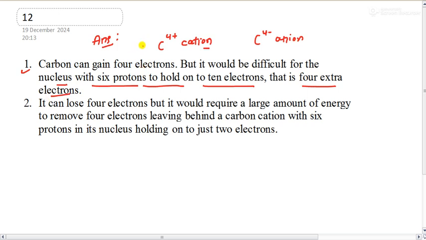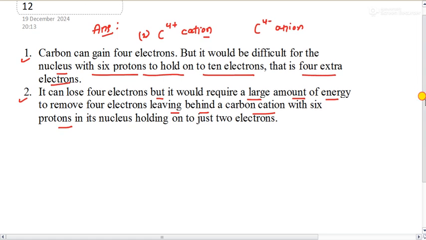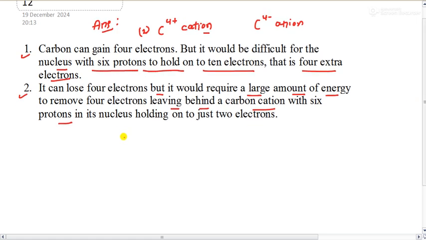And the second point is for C4 plus cation. It can lose 4 electrons, but it would require a large amount of energy to remove 4 electrons, leaving behind a carbon cation with 6 protons in its nucleus holding on to just 2 electrons. So let me explain this. What is the atomic number of carbon? It is 6, right?